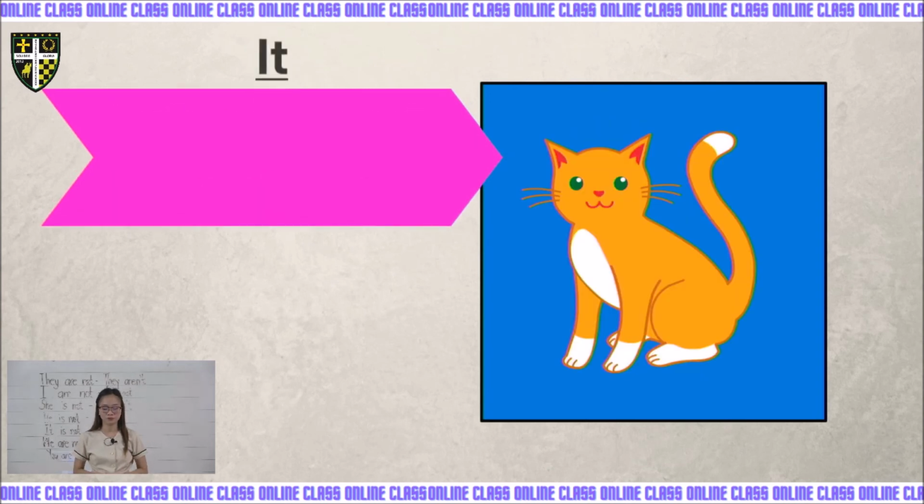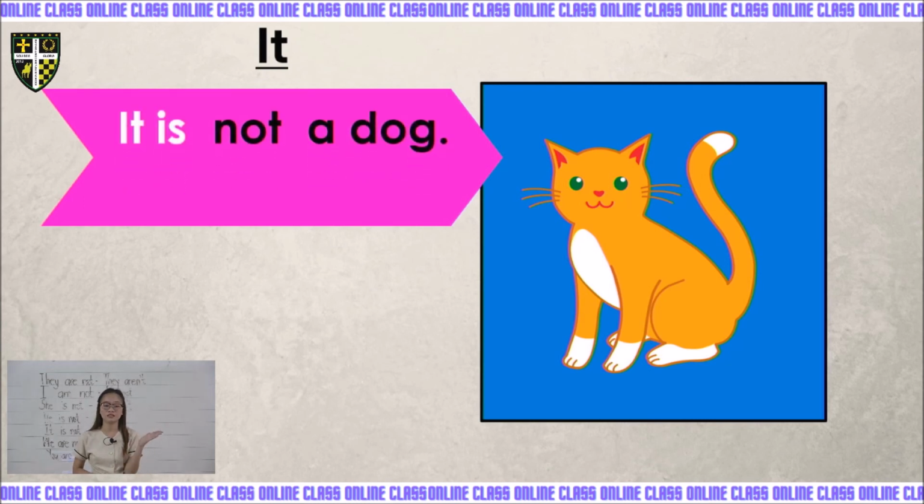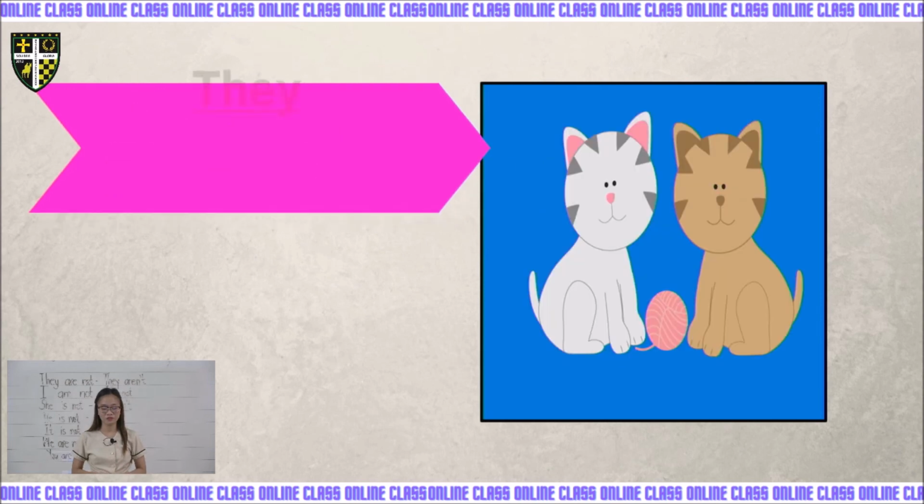Example, it. It is referring to one. That's why we use the verb is. It is not a dog. It is a cat. Okay, next one.